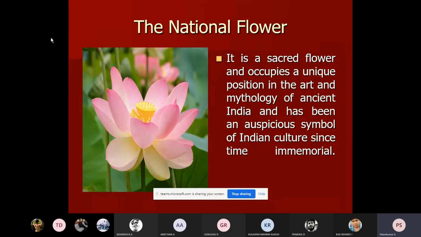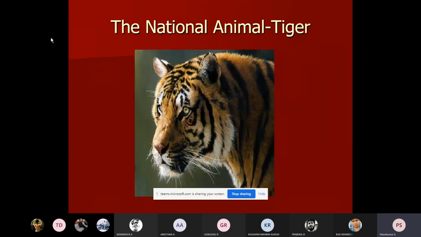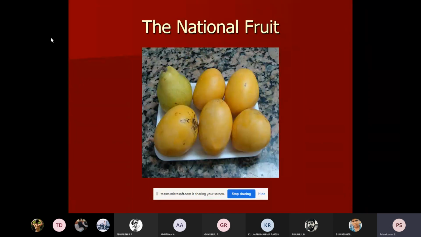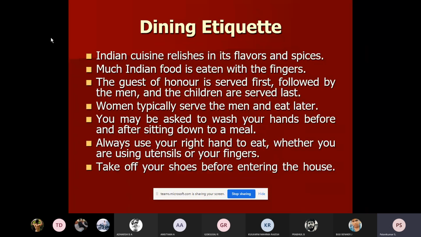The national flower, the sacred flower, is the lotus. It occupies a unique position in the art and mythology of ancient India, and it is an auspicious symbol of Indian culture since time immemorial. It is very important, as is the national tiger, the national bird, the peacock, and the mango. These are all the things.